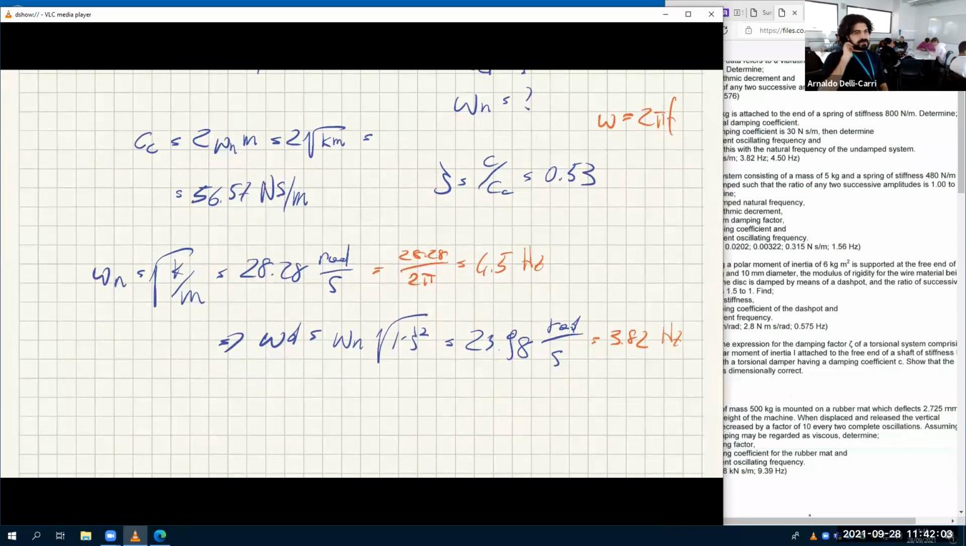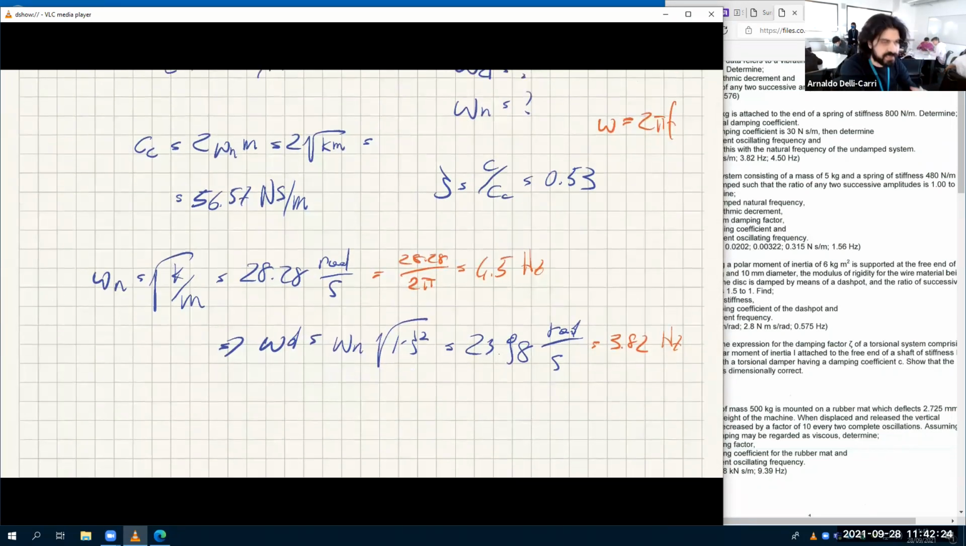I think this means the system is lightly damped. Well, no, you know that the system is underdamped because of this. I would not call this lightly damped. Lightly damped is if zeta is smaller than 0.1. If zeta is smaller than 1, you say it's underdamped. If zeta is equal to 1, you say it's critically damped. And if zeta is over 1, you say it's overdamped.